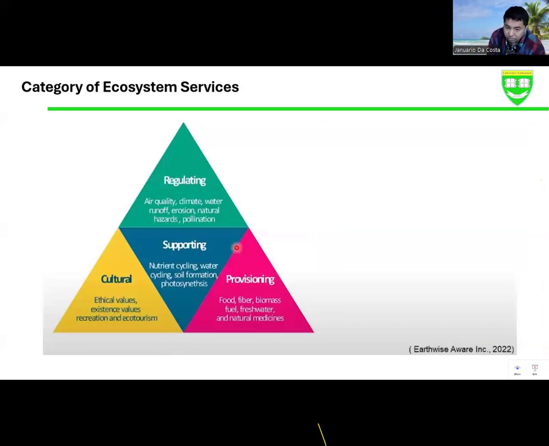So the category of the ecosystems is basically put in a pyramid like this, where at the bottom you have the ecosystem services, for example the cultural aspect. You need to consider the ethical values, the existence values, and the recreation and ecotourism. If you talk about the ecosystem services, yeah.